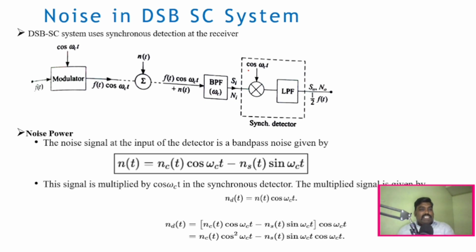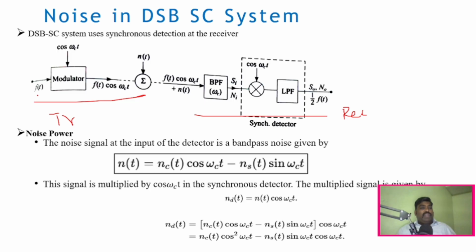So DSB-SC system, already I have explained how the DSB-SC signal is generated, right? And we have seen the various AM receivers as well. So this is the complete DSB-SC system. We can call this DSB system a synchronous detector, or coherent detector, right? Why it is called coherent detection, I'll tell you. This is the transmitter side, and this is the receiver side.